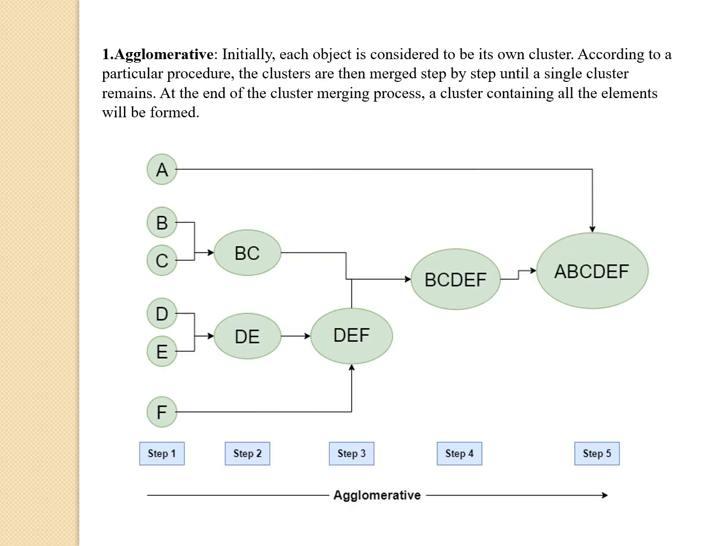Agglomerative clustering. Initially, each object is considered to be its own cluster. According to a particular procedure, the clusters are then merged step by step until a single cluster remains. At the end of the cluster merging process, a cluster containing all the elements will be formed.